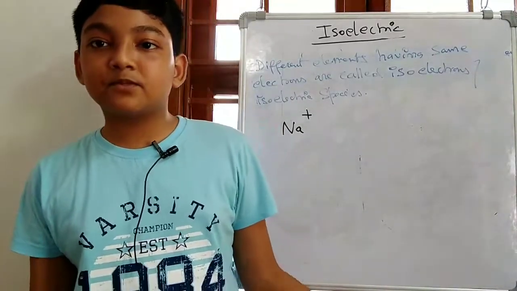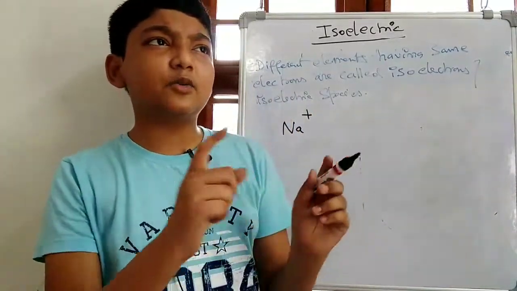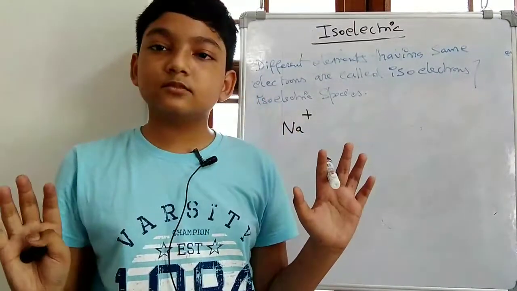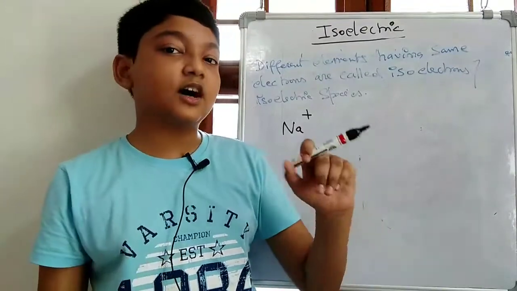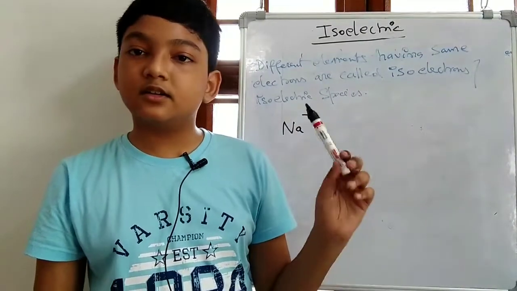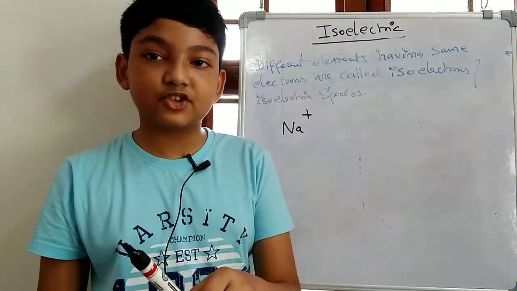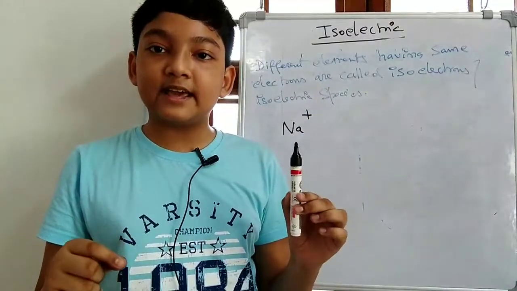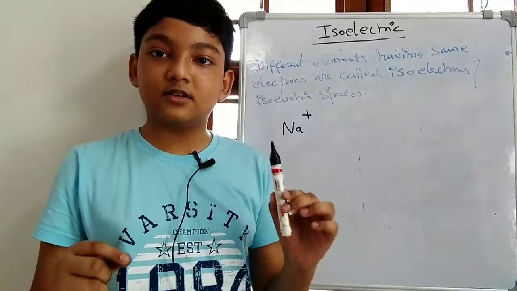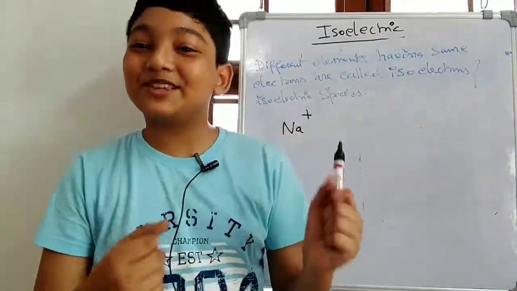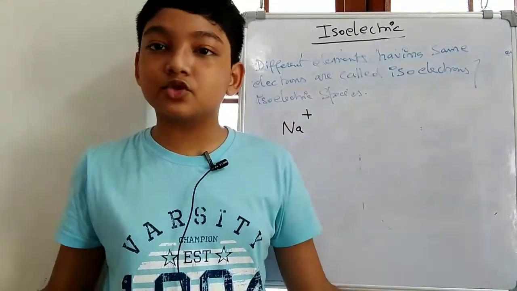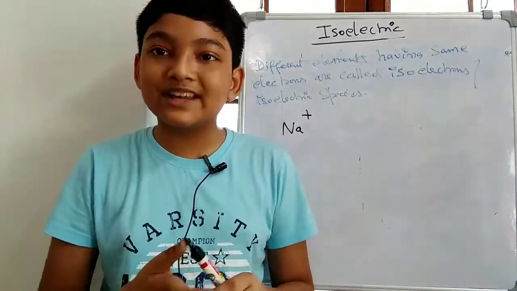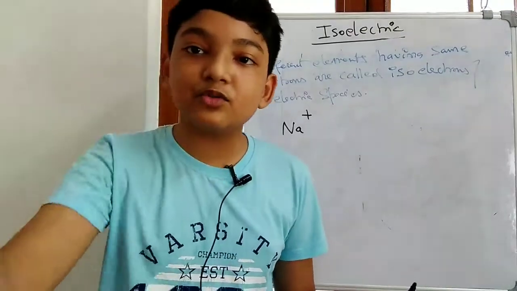We know that sodium is neutral when the protons are equal to the electrons. This is when it is stable. But when Na, listen very carefully. This sodium wants to become stable. So what will he do? Will he gain? No. He will lose one electron.